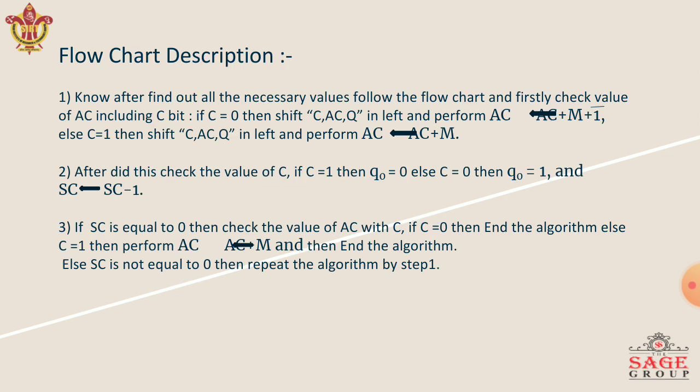Now we check the flowchart description. After finding all the necessary values, follow the flowchart and firstly check the value of AC including the C bit. If C equal to 0, then shift C, AC, Q left and perform AC plus M bar plus 1. Else if C equal to 1, then shift C, AC, Q left and perform AC plus M.